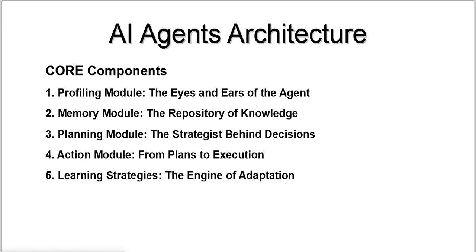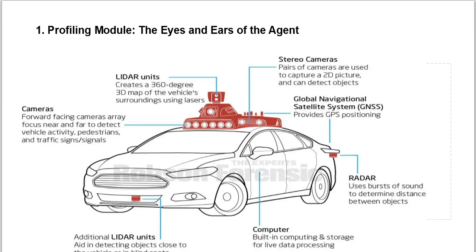So let's move on to the first component, which is the profiling module, which is called the eyes and ears of the agent. The profiling module, also known as the perception module, equips an agent with sensory expertise to monitor and perceive the environment. Just as human senses gather information about the world, this module collects and interprets raw data from the environment, filtering out unnecessary details and identifying crucial features for decision making.